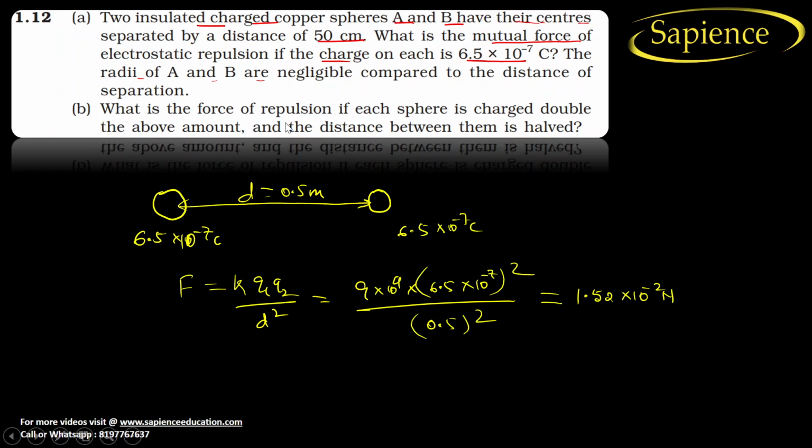Now, what is the force of repulsion if each sphere is charged double the above amount and the distance between them is halved? So see, the thing is that if each sphere is charged double the above amount and the distance between them is halved, let us see. We know that F is equal to K Q1 charge Q2 charge divided by D square.